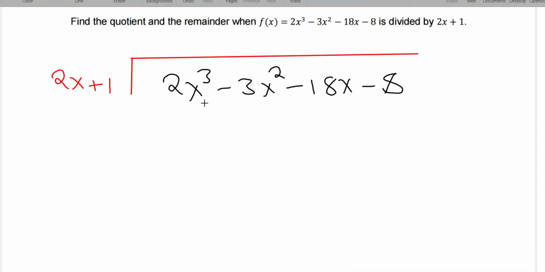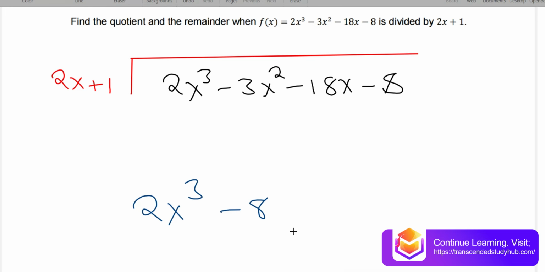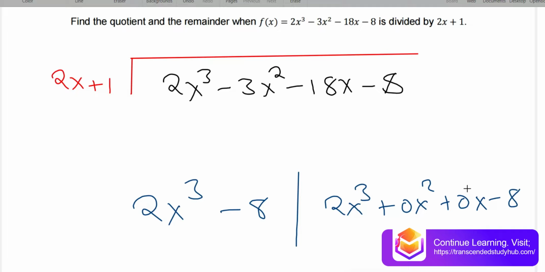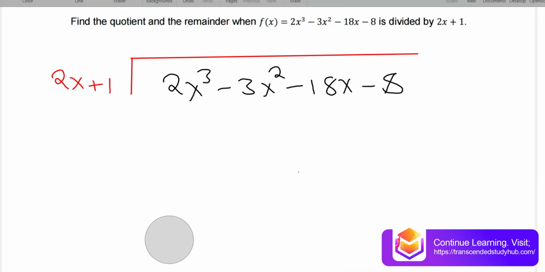In this case we've got x to the power 3, x to the power 2, x to the power 1, and then x to the power 0, which is a constant. That's very important. If they've given you x to the power 3 minus 8 to divide into, we would write some imaginary sections to make things easier. We'll write this as 2x to the power 3 plus 0x squared plus 0x minus 8, just to make the long division easier for us. That's one key thing you need to take note of.